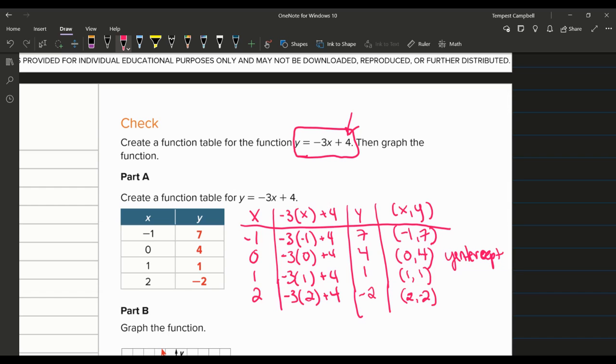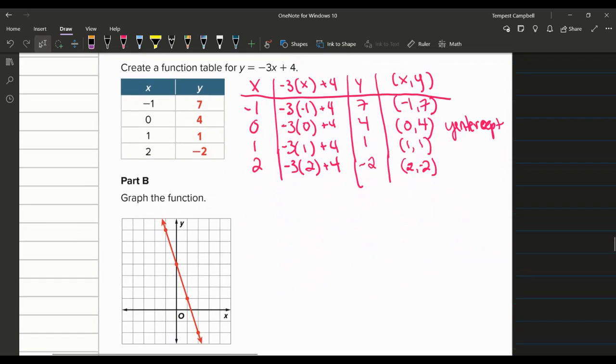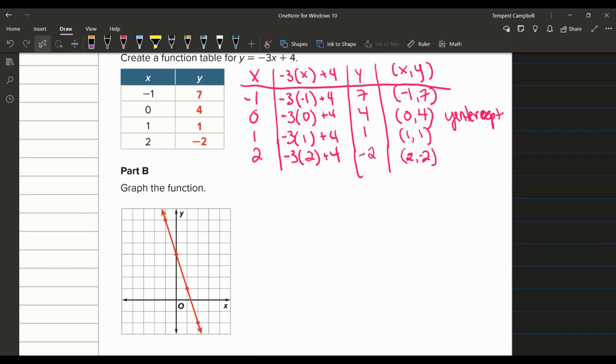So there's our points. You should have plotted those on the graph. Notice how we have our y-intercept at 0, 4. Then you should plot a point at 1, 1. You should also have a point at negative 1, 7, and a point at 2, negative 2.